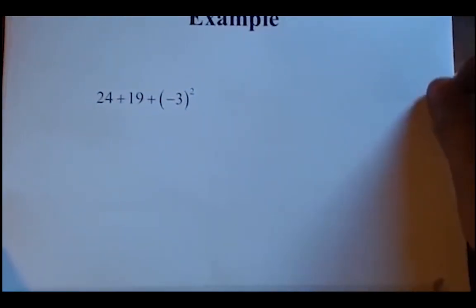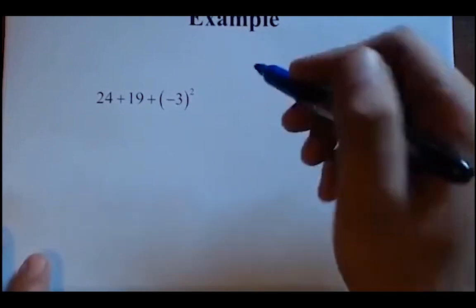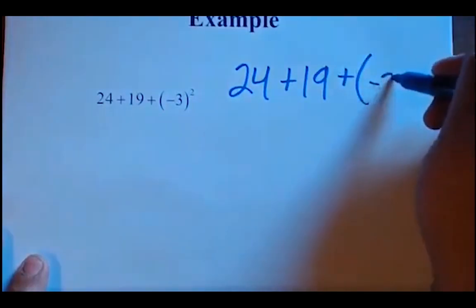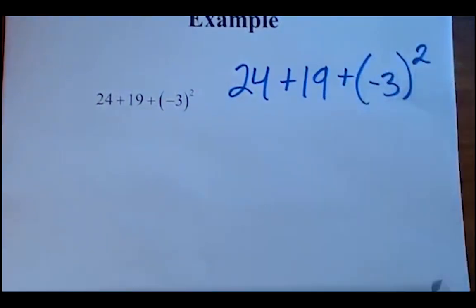Go ahead and try this one. 24 plus 19 plus (-3) squared. And pay attention to where those parentheses are and what that means when you're squaring.